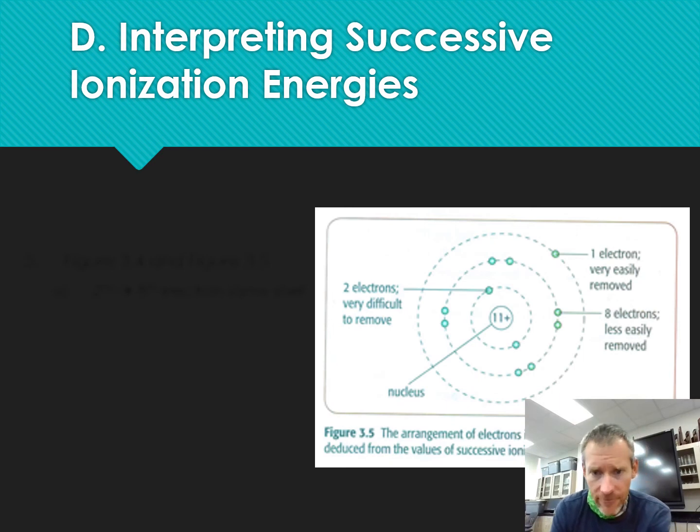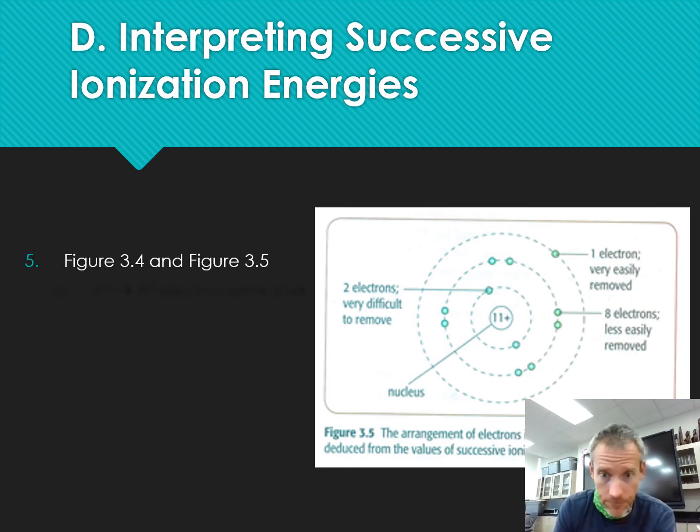All right, so we have plus 11, so that means we have sodium. So you can see here, sodium has 1 electron in the outer shell. It's easily removed. And then once you remove that 1 electron from the shell, you're going to have 8 valence electrons, and it becomes harder and more difficult to remove. And the most difficult to remove are the last 2, which are closest to the nucleus.